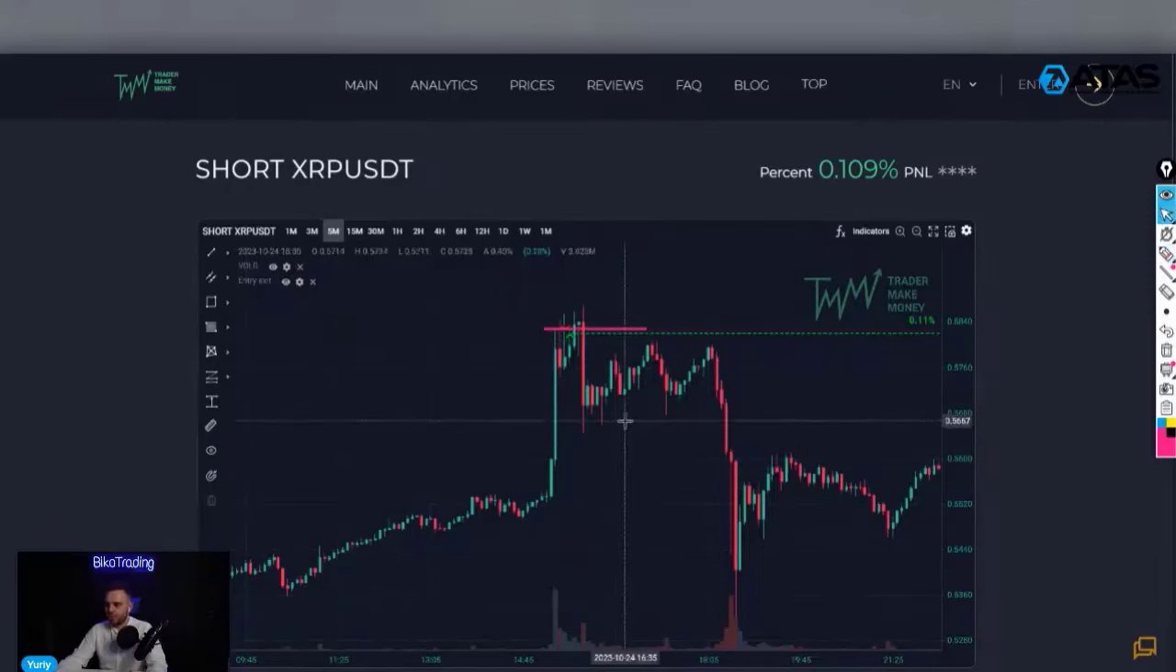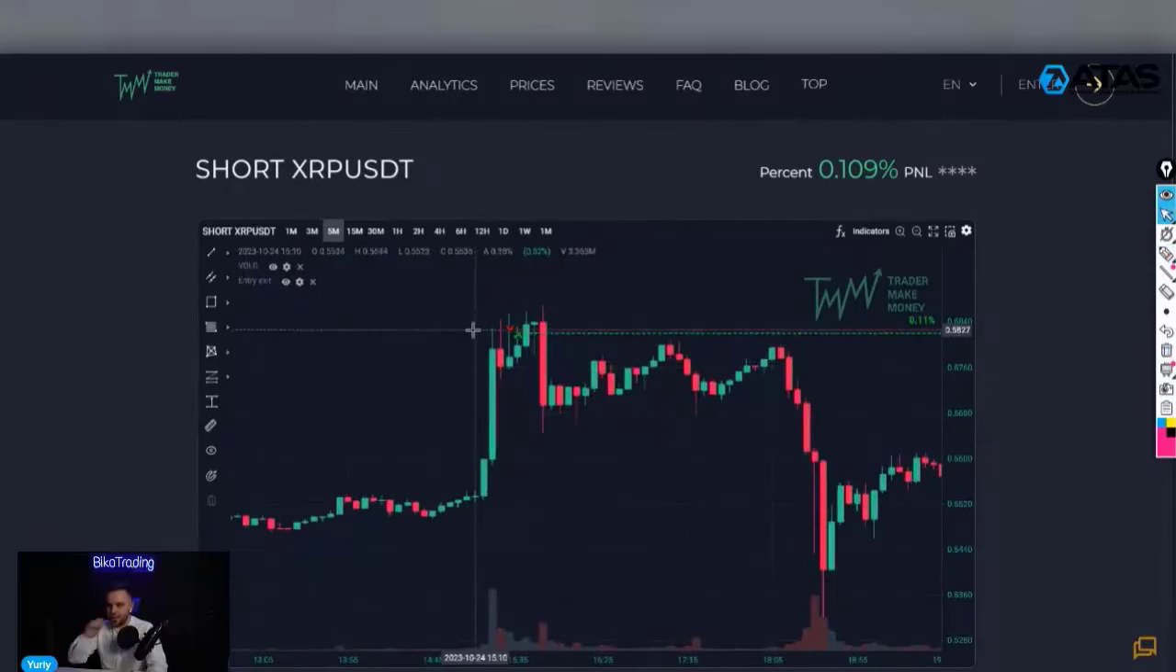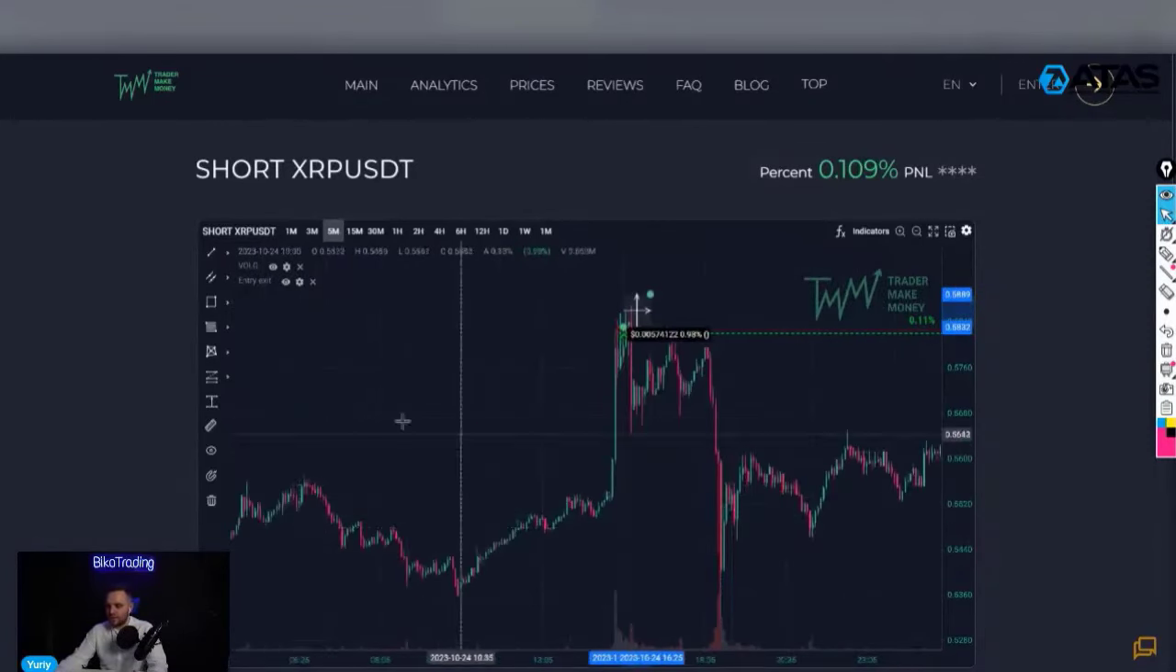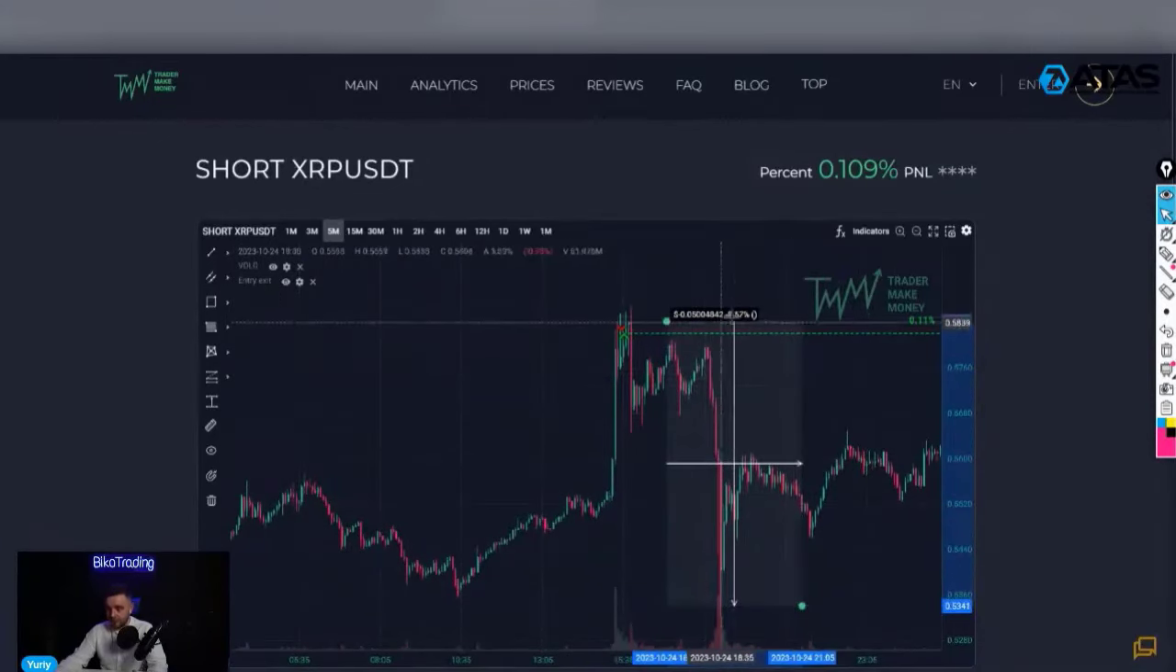And the mistake I made here, I moved stop loss into break-even too fast. If I had just set stop loss 1% here, they wouldn't have taken my stop loss. And after that, have a look, Ripple dropped from that area. 8.5%. Even with stop loss 1%, it was a really awesome risk reward ratio.